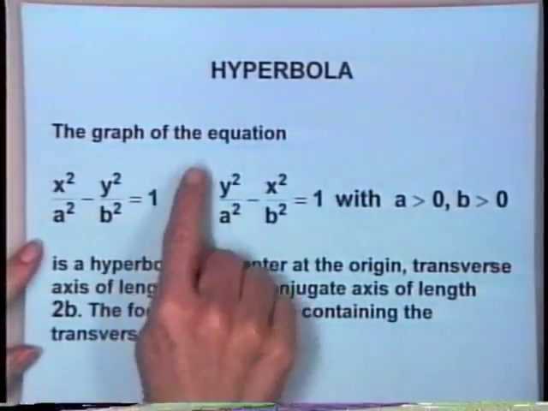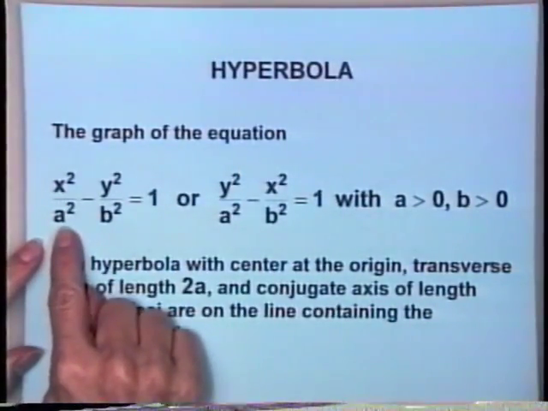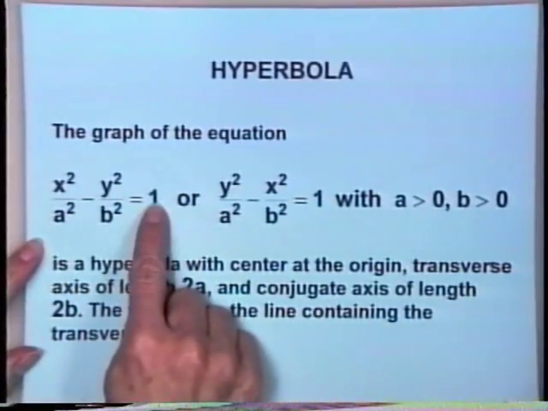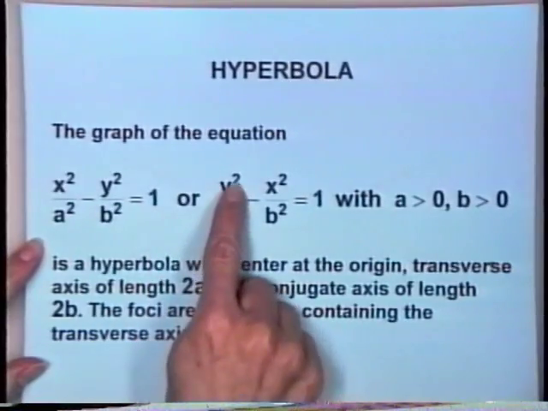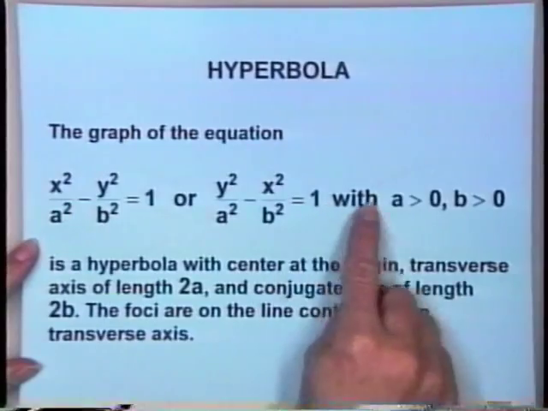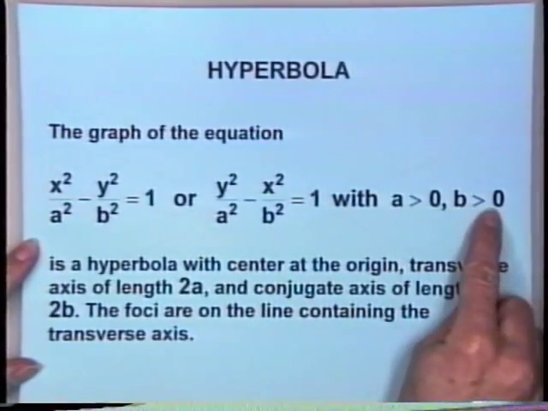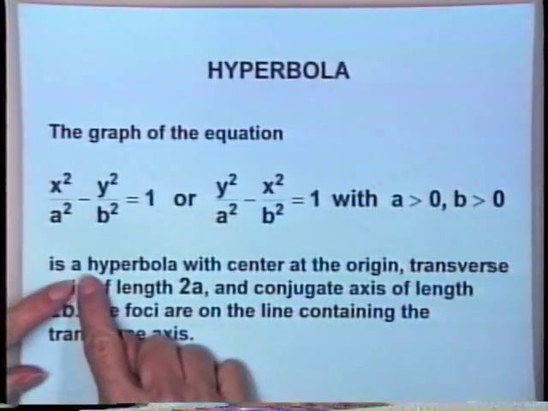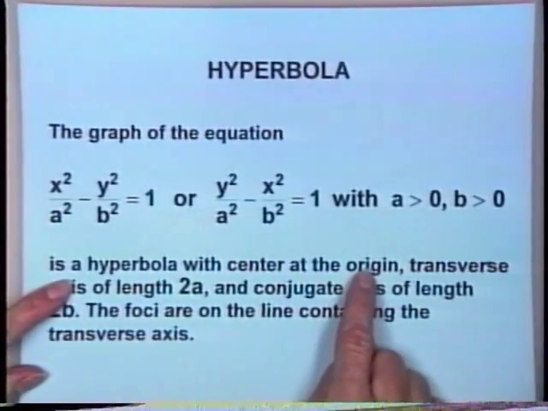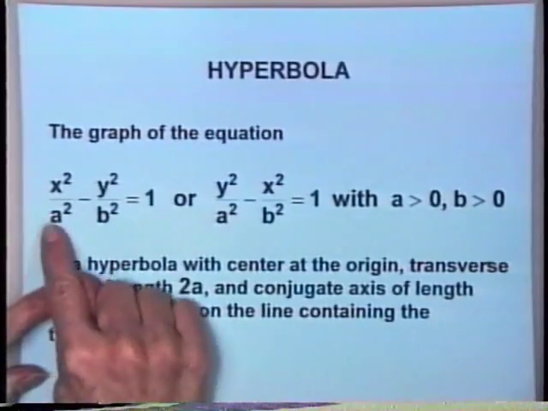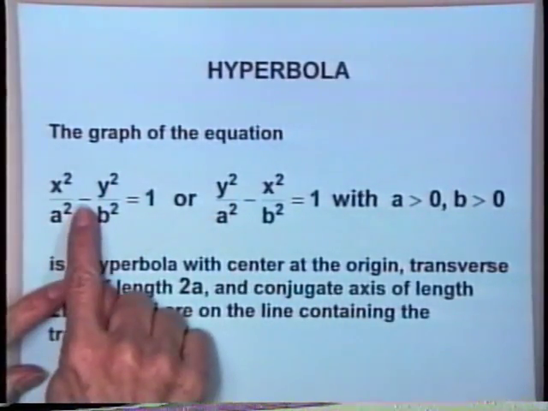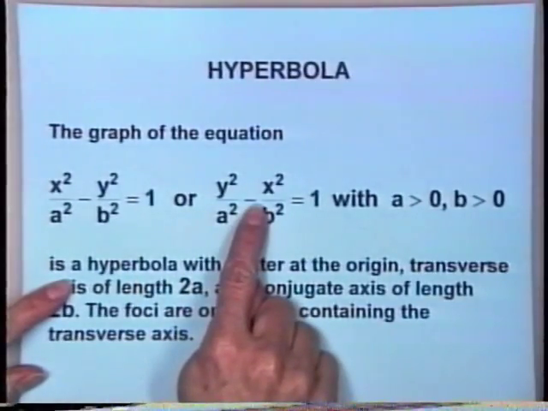The graph of the equation x squared over a squared minus y squared over b squared equals 1, or y squared over a squared minus x squared over b squared equals 1, with a greater than 0 and b greater than 0, is a hyperbola with center at the origin. Let's stop there. Notice these equations look almost like the ellipses. What's different? We're subtracting here, aren't we, instead of adding.